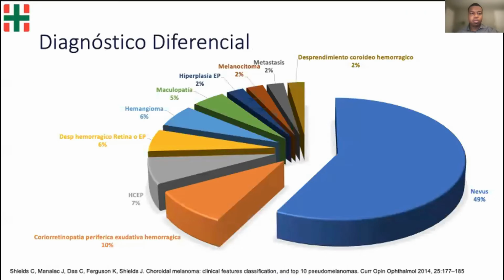En primer lugar, la mayor cantidad de los pseudomelanomas que fueron derivados, o que uno tiene que tener en cuenta, es el diagnóstico diferencial entre nevus y melanoma, seguido de corioretinopatía periférica exudativa hemorrágica, hipertrofia congénita del epitelio pigmentario, desprendimientos hemorrágicos, ya sea de retina o del epitelio pigmentario, hemangiomas coroideos, maculopatías y otro tipo de tumores, como por ejemplo metástasis. Vamos a ver ahora algunos casos clínicos que fueron referidos a nuestra institución, al Hospital Italiano en Buenos Aires, con diagnóstico de melanoma, y otros que quizás no tenían ese diagnóstico y fueron diagnosticados como melanomas.